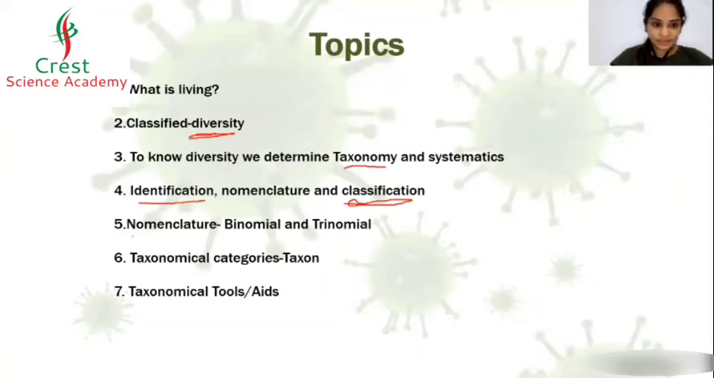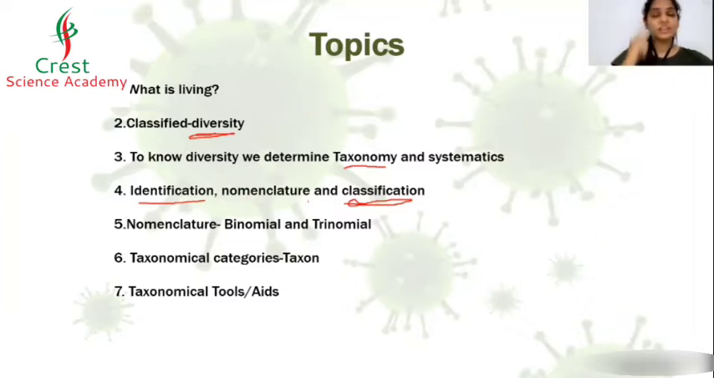The next thing we will discuss is systematics. Systematics is a part of taxonomy. To learn about the organism or the diversity, we must first identify that organism. Which is this organism, or what is the type of this organism? We have to identify that. Then, moving on, we have to nomenclate them.